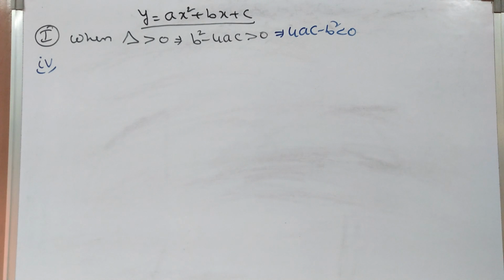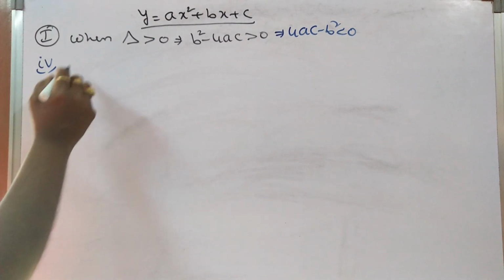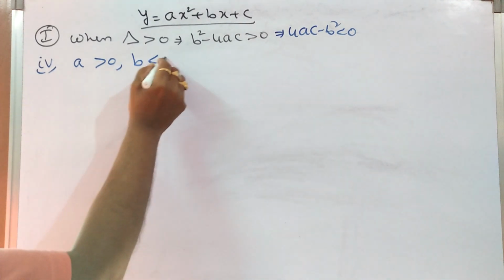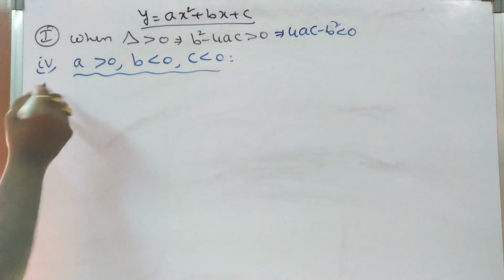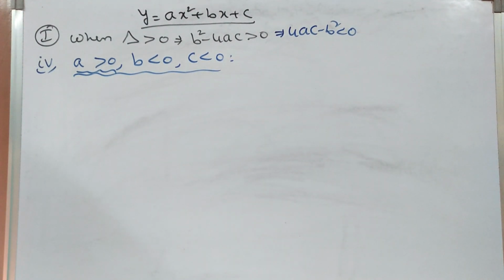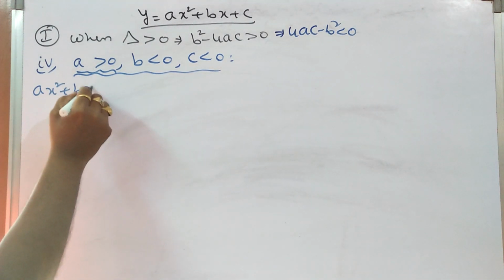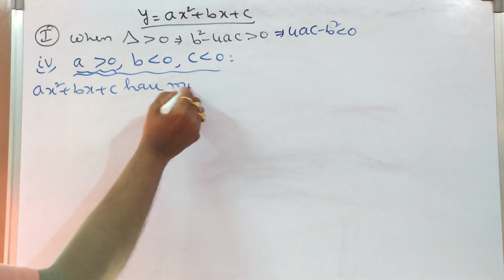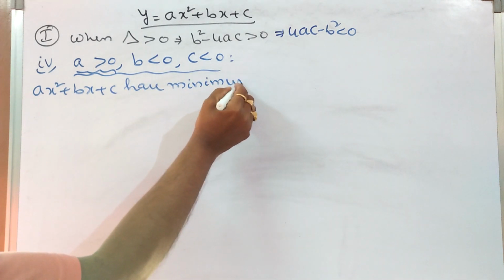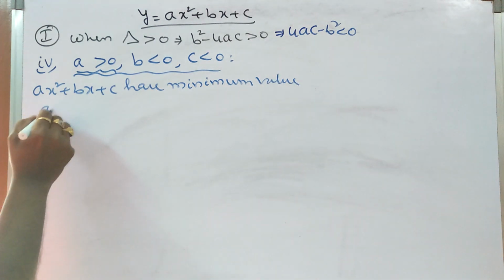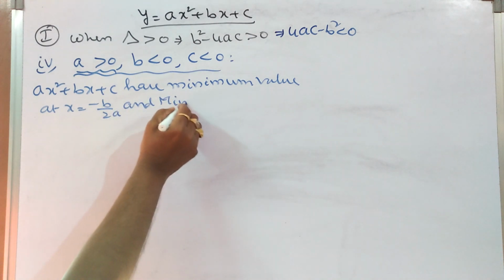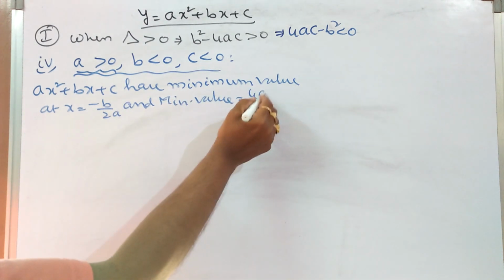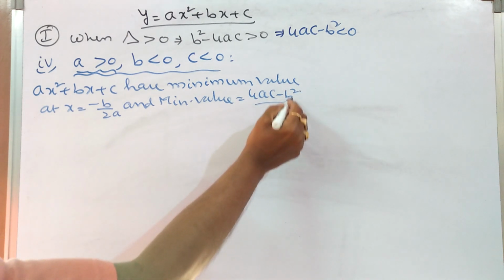Now let us go for the fourth case. In the fourth case, a greater than 0, b less than 0, c less than 0. How will the graph be, let us see. Okay, so now a greater than 0 means minimum value. Ax square plus bx plus c has minimum value at x is equal to minus b by 2a, and the minimum value is equal to 4ac minus b square by 4a, right?